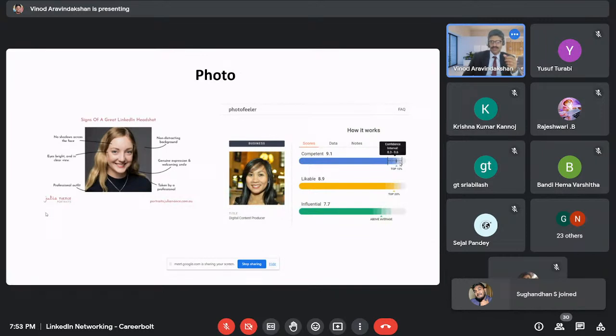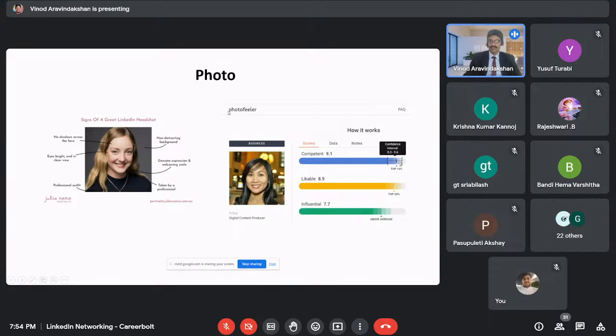So again, if you put up your photograph out there, it's also going to show you a couple of scores about your competency, how likable you are, how influential you are, just based on a photograph. So check it out. There's a website called Photo Feeler, and there are some signs of a good photo shot, right? No shadows, your eyes should be bright, and you should be in professional dress, things like that. So take care of these things as you look at creating a good LinkedIn photograph.